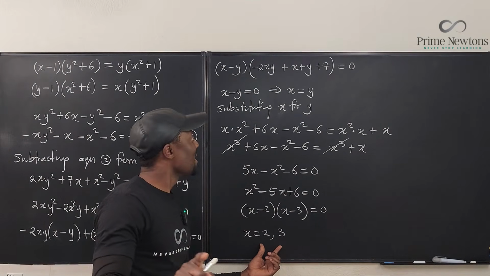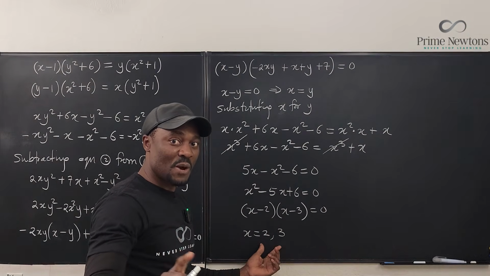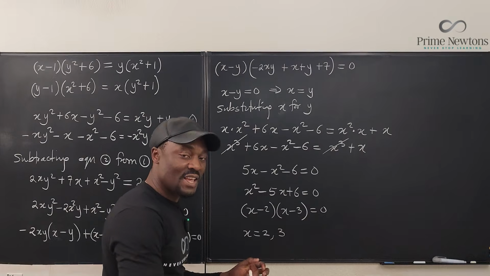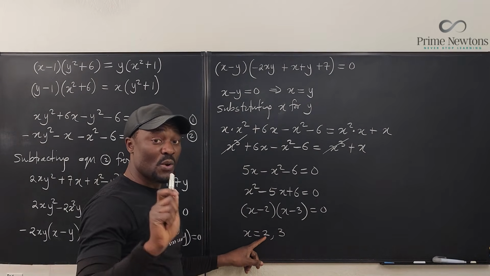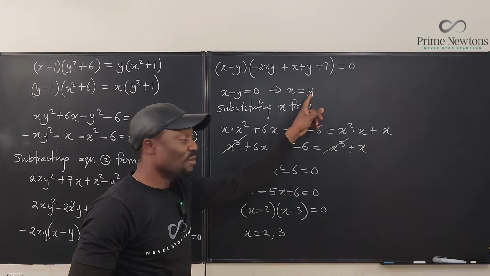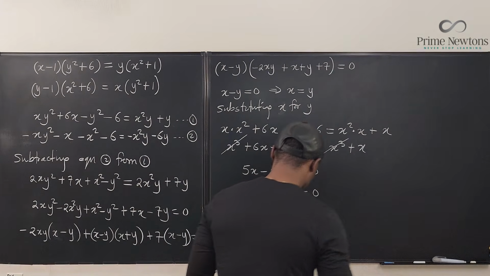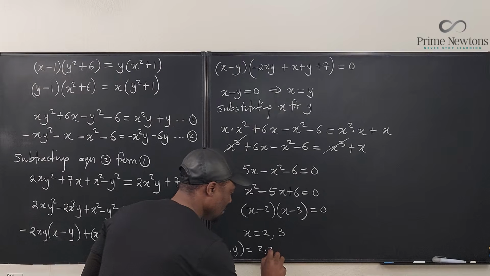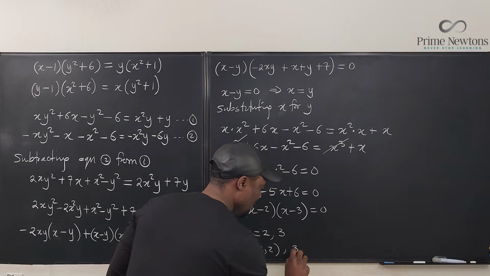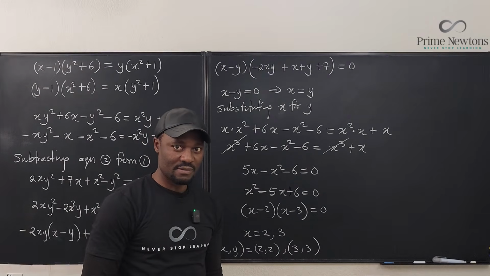So remember that the claim was x is equal to y. So the solution that we get from this option is when x is equal to 2, y also is equal to 2, or when x equals 3, y will be equal to 3. So the first set of solutions we have are x, y equals 2, 2, or 3, 3. So these two are solutions.